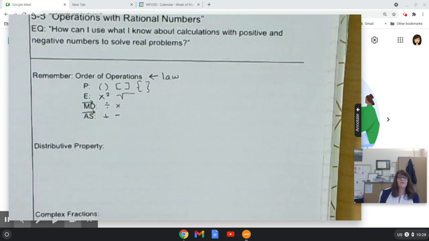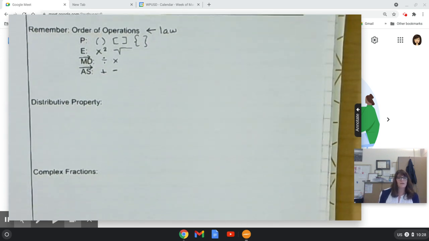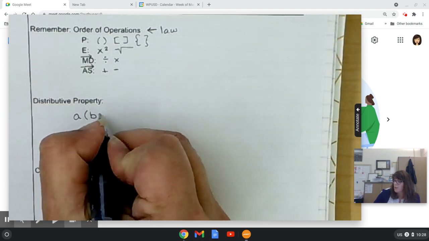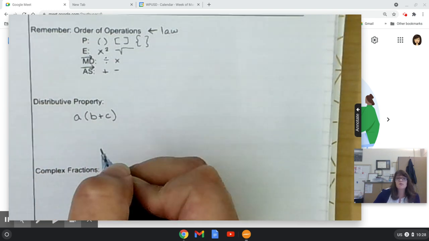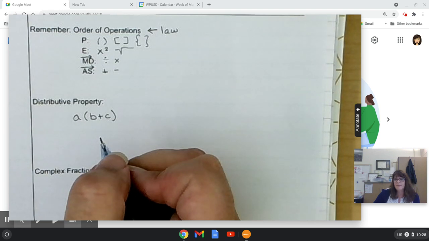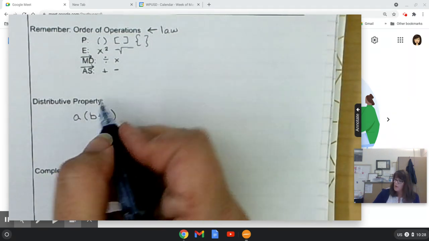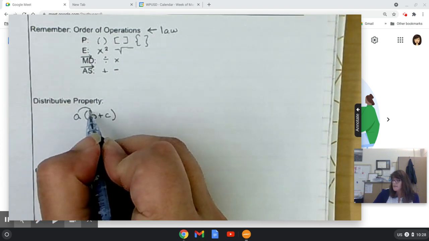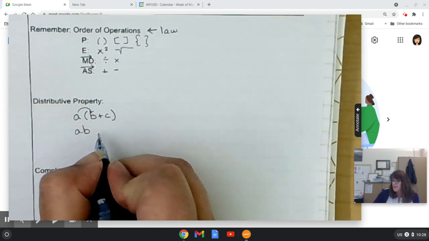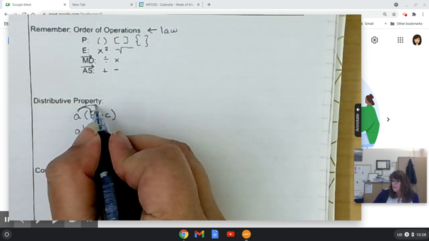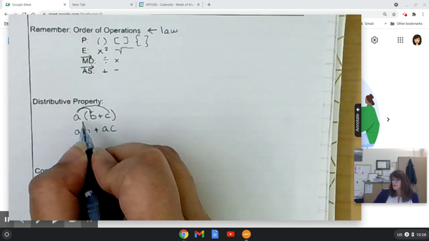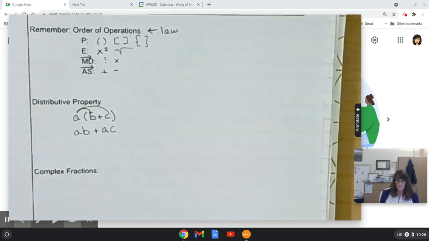Now a reminder of a property that we learned early in the year, but we're going to use more now. Okay, and its name is the distributive property. You're going to use this so much. Might as well make it your friend because it's not going away. Okay, so A times the quantity B plus C means A times B plus A times C. We distribute to everything inside the parentheses.